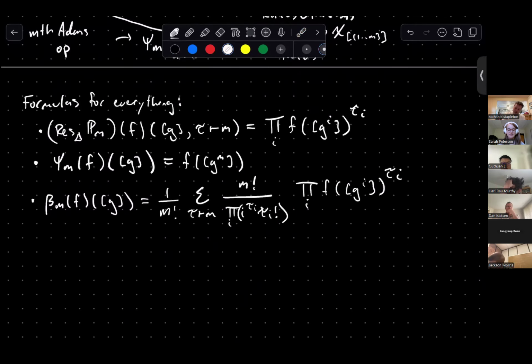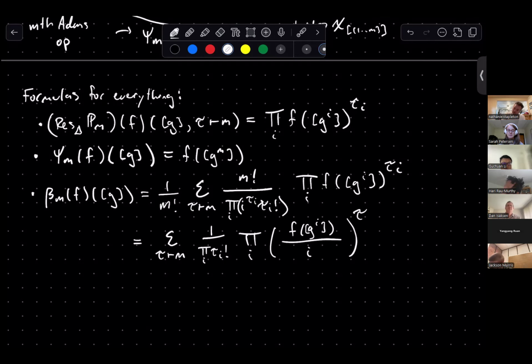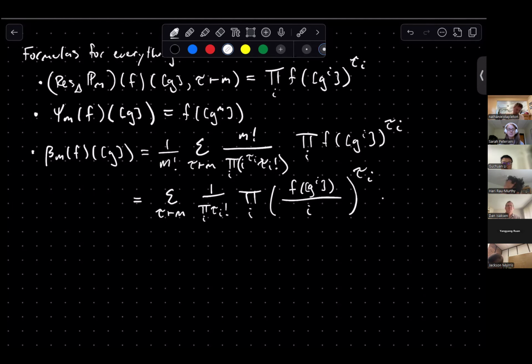But things simplify here a little bit. So this is the same as the sum over the integer partitions of m of 1 over the product over i of tau i factorial, times the product over i of f of g to the i divided by i to the tau i. Okay, this is what you get.